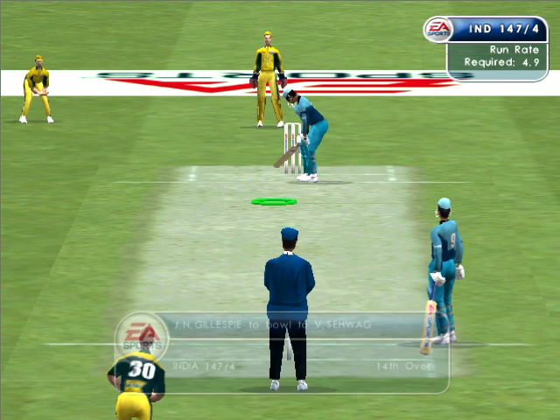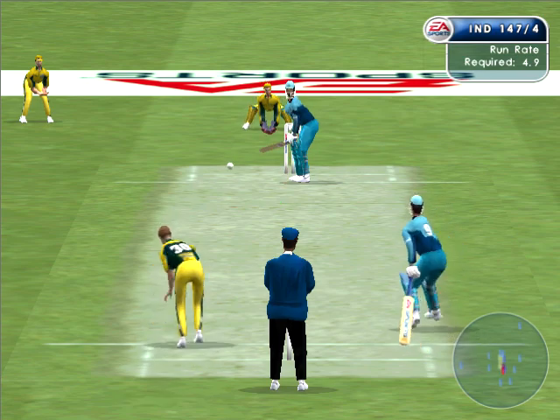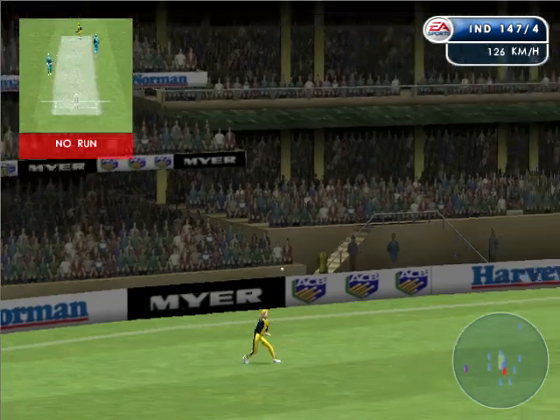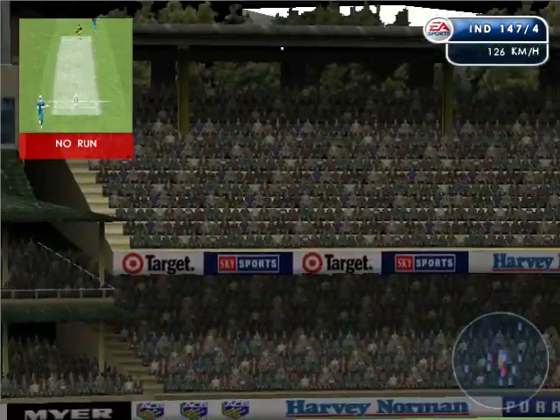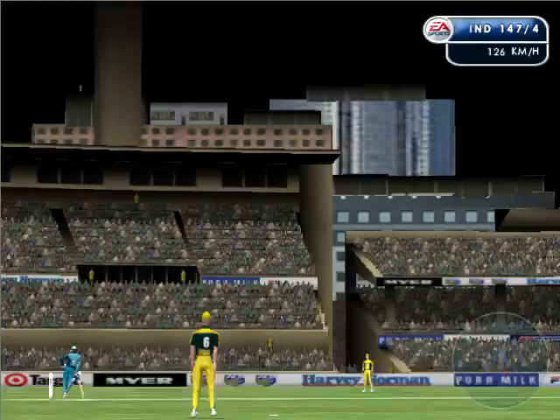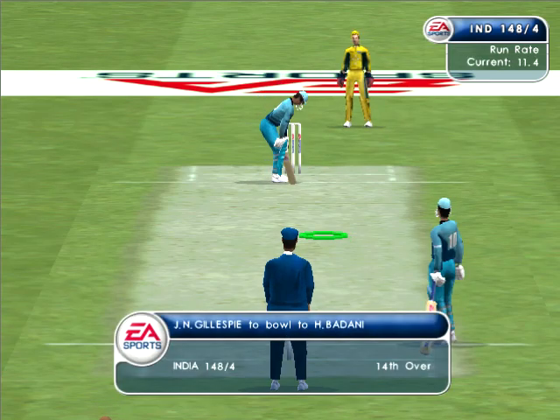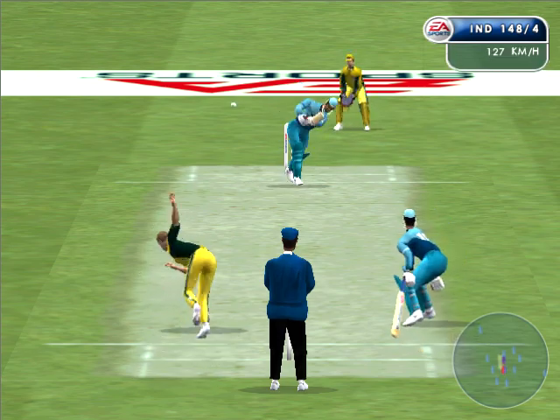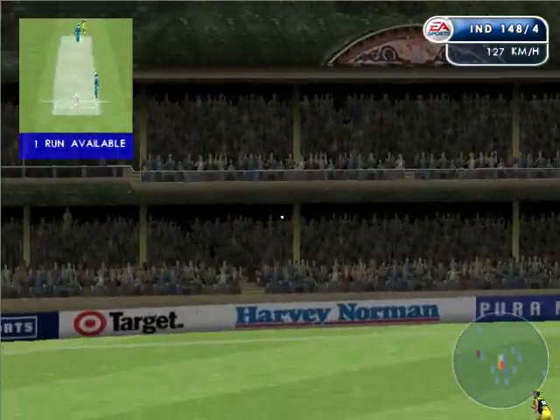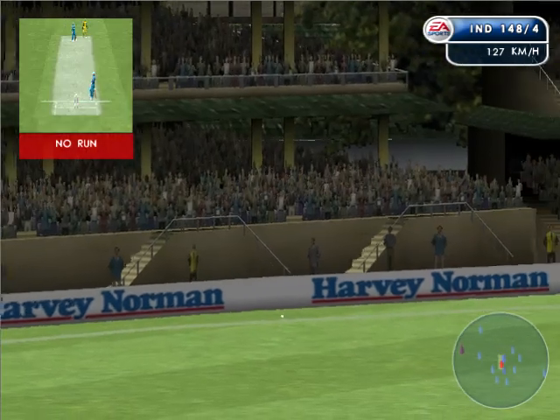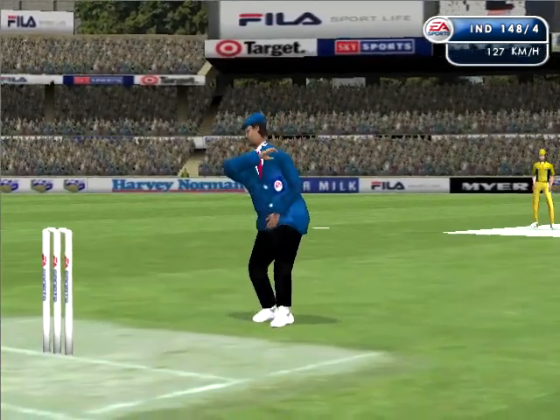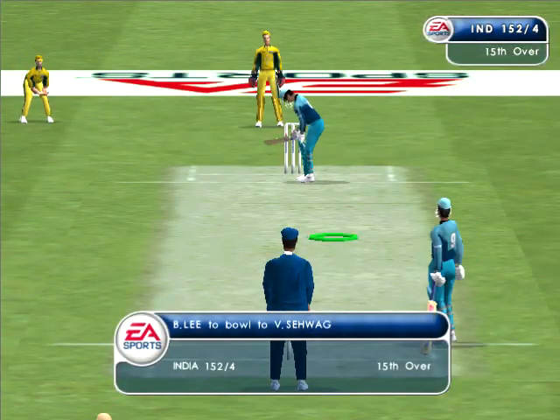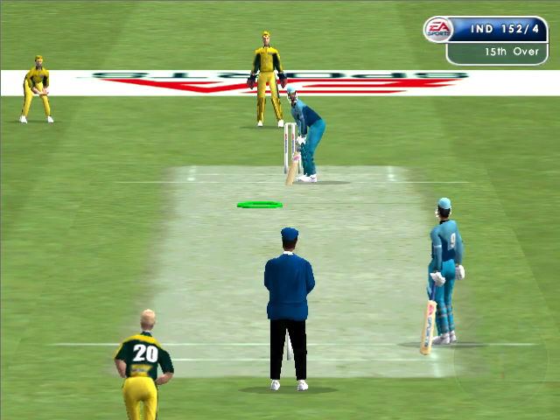Gillespie at the start of his run-up. There it goes. Gillespie to bowl to Agarkar. There it goes. Just over-pitched by Gillespie. That'll be a real confidence booster for him. Should get rid of any nerves. 13 runs came from that over by Gillespie.